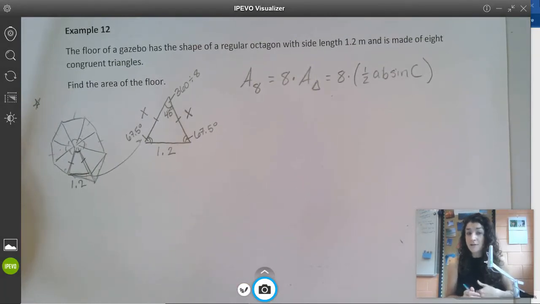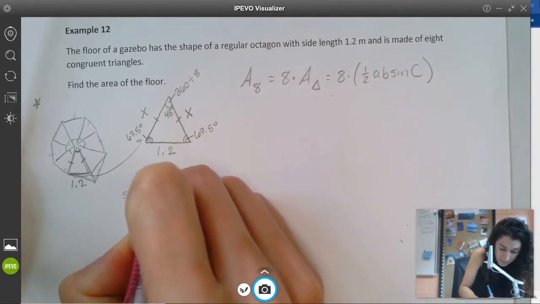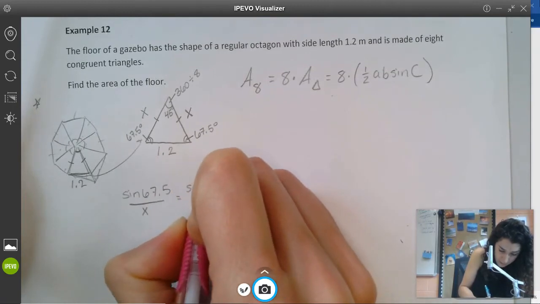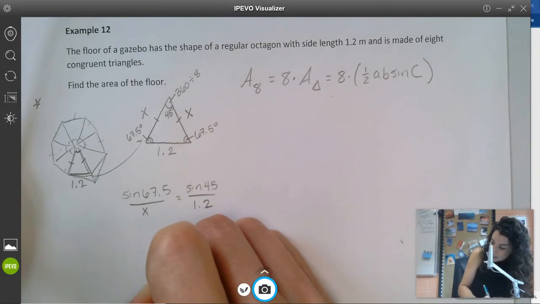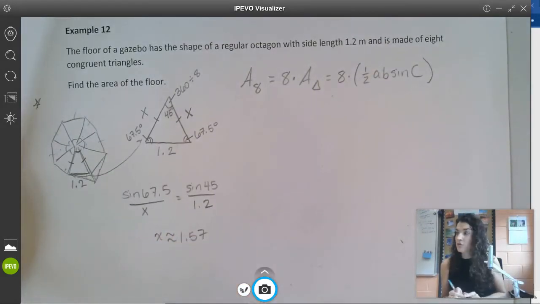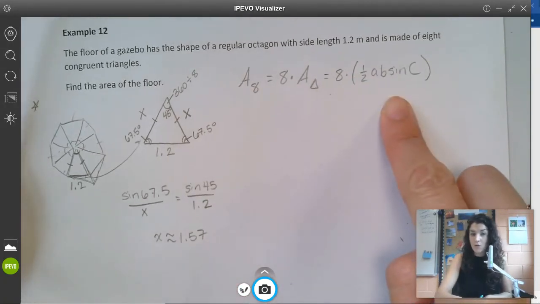I like using the law of sines more than the law of cosines just because I think the law of cosines is a lot. So I'm going to set that up. And we get that x is approximately 1.57. Remember, because we're talking about trig, it's super important that you keep that exact value and don't round it when you're now using it for your area formula.